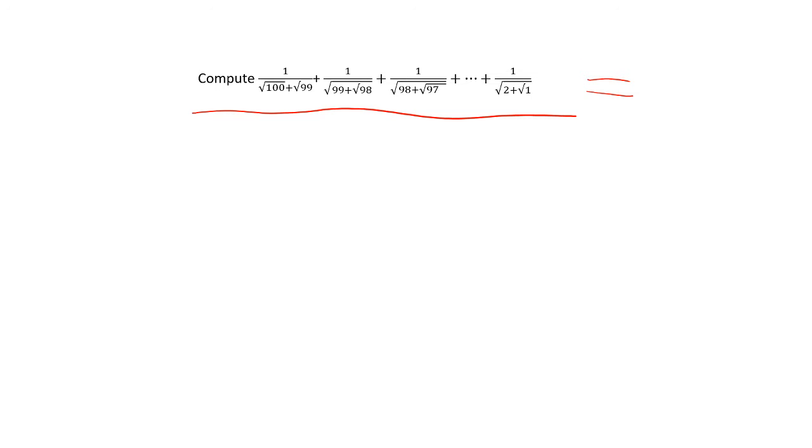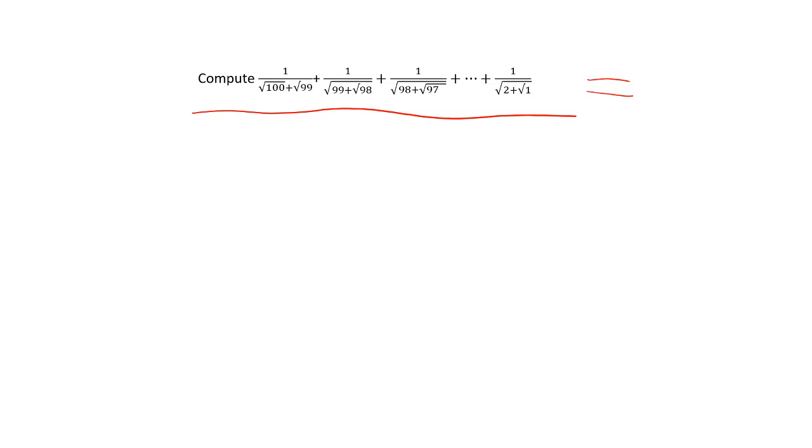So I want you to evaluate the problem and compute it. And in this problem, it's not really obvious what the answer is. We have 1 over square root of 100 plus square root of 99, plus 1 over square root of 99 plus square root of 98, plus 1 over square root of 98 plus square root of 97, and this goes all the way until we hit 1 over square root of 2 plus square root of 1.